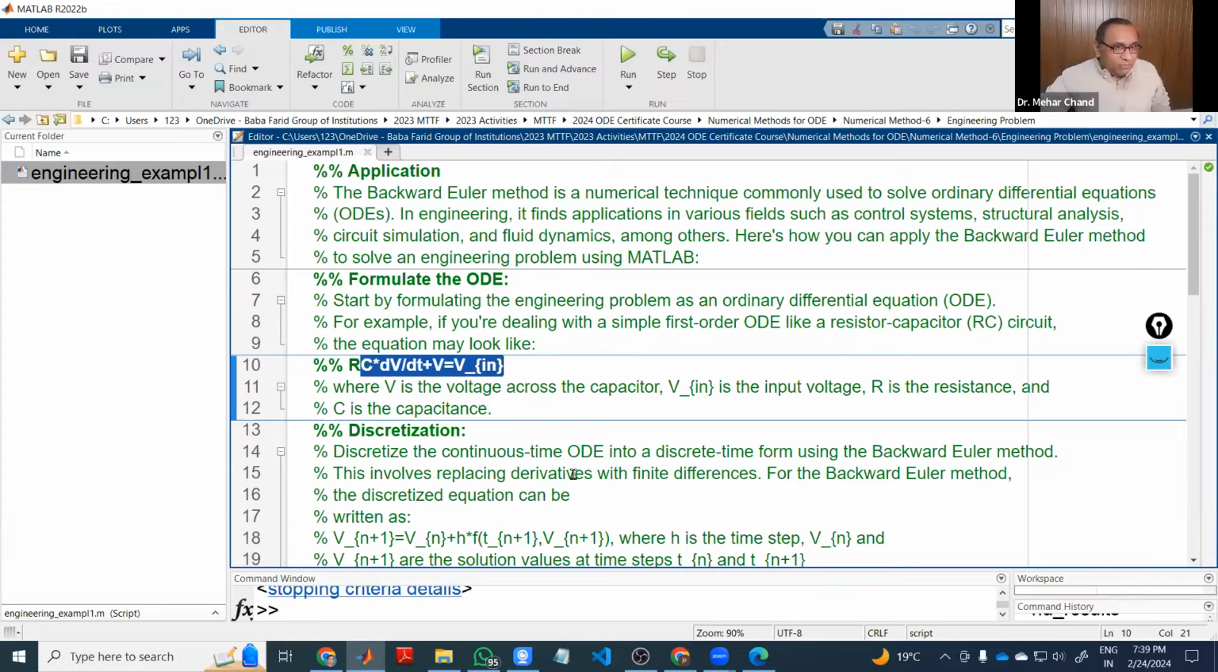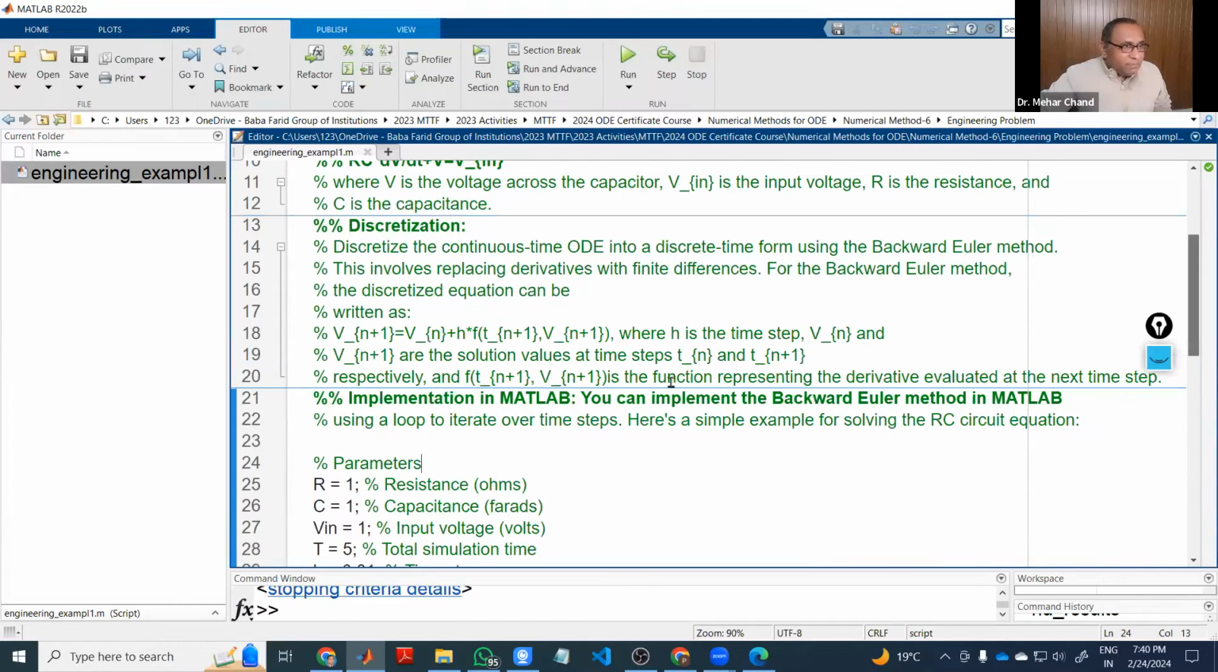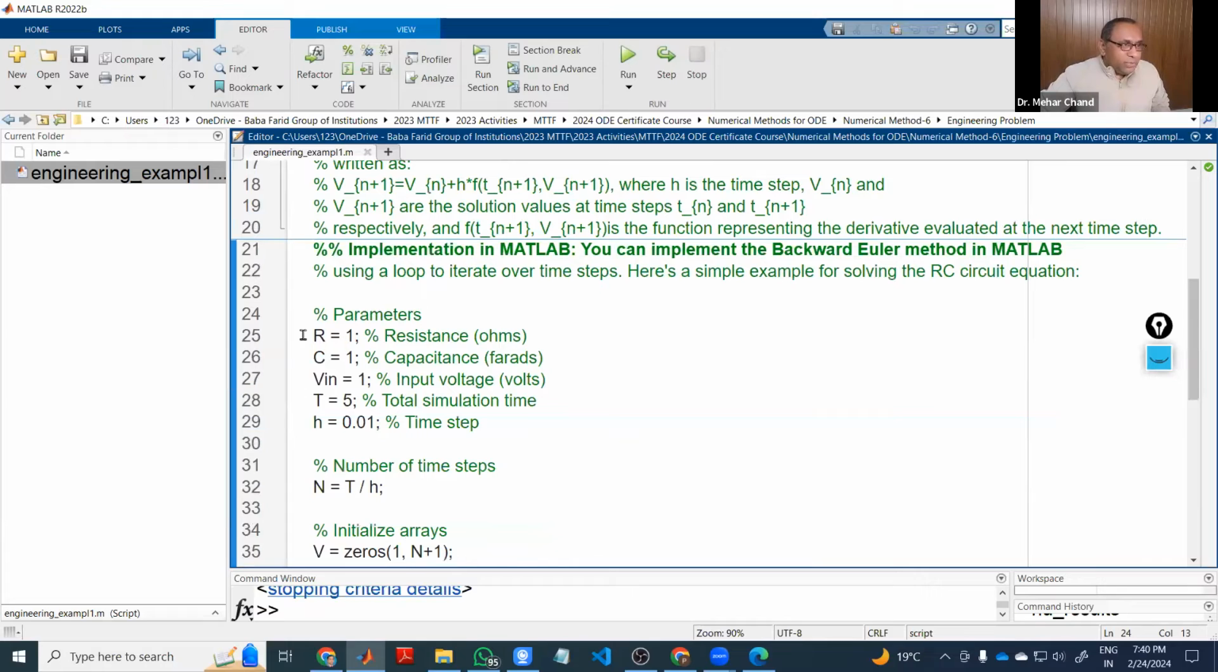Our main objective is to convert this equation into the form of an ODE, and then we can easily apply the backward Euler method. I try to explain everything at this place, how you can convert it and how you can use it. So here you can find the complete process. The parameters which we need to assign values to, we can change.